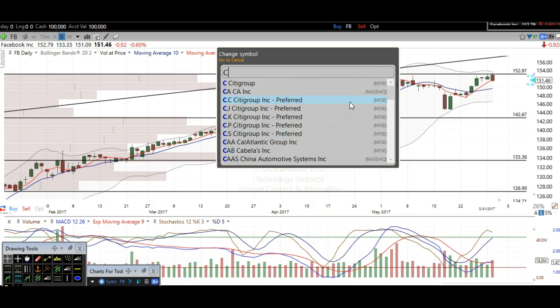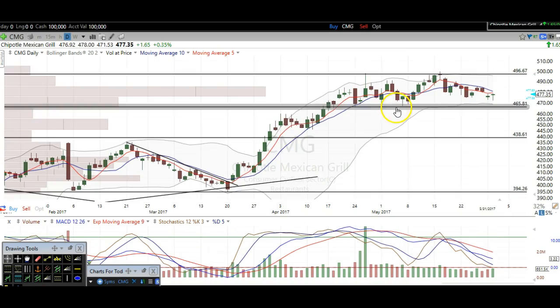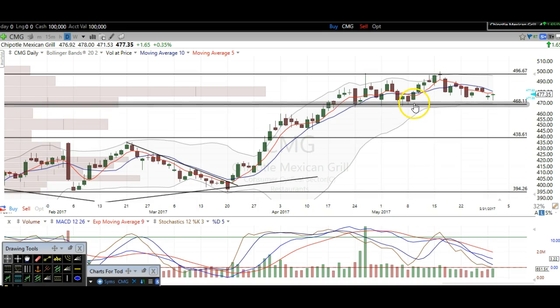So the next one we're going to take a look at is Chipotle. And on Chipotle, we've got some pretty clearly defined levels, and I want to show you them right now. We've got a little box here between about 497 and 467. Here's that resistance up here, several touches, and then down here we've got a touch here, there, and right here. So clearly this is a level of support on CMG.